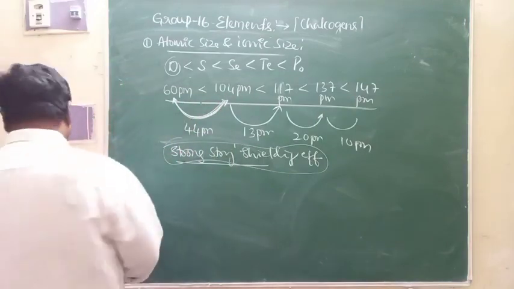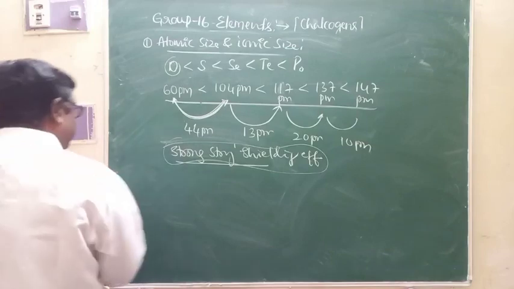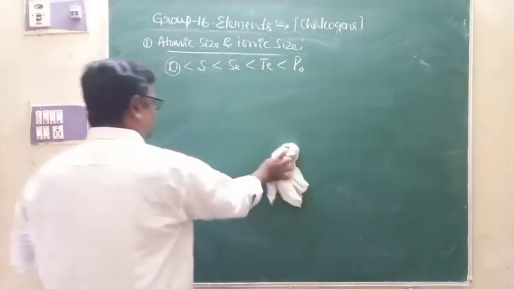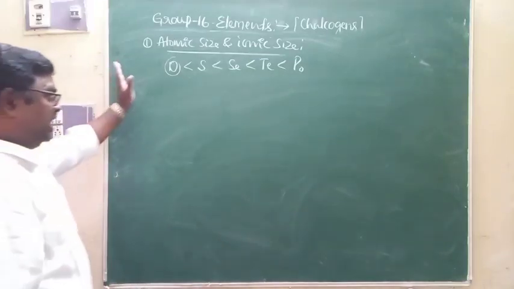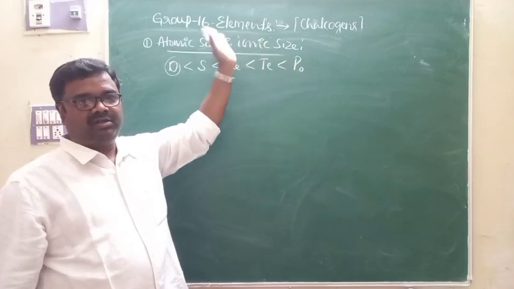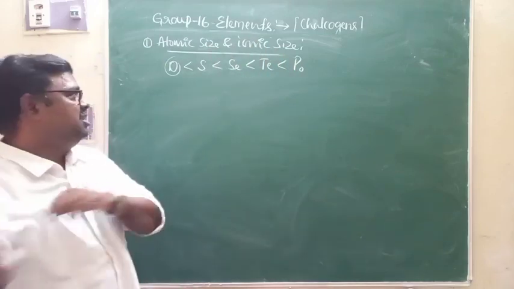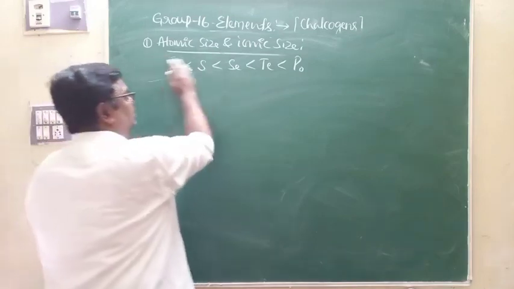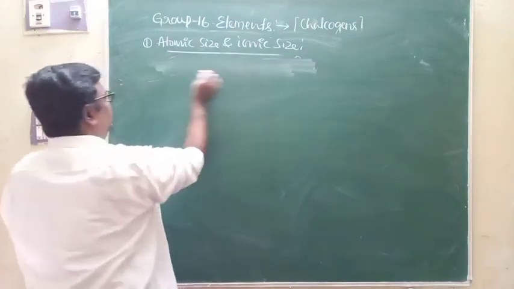So this is what we call atomic size. And in the same manner, for a given oxidation state, ionic size also increases from oxygen to polonium. If we fix any one oxidation state, the ionic size also keeps increasing from oxygen to polonium. That is what we call atomic size and ionic size.